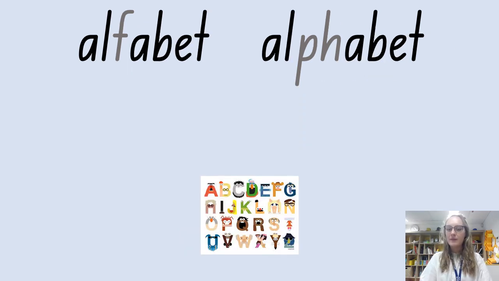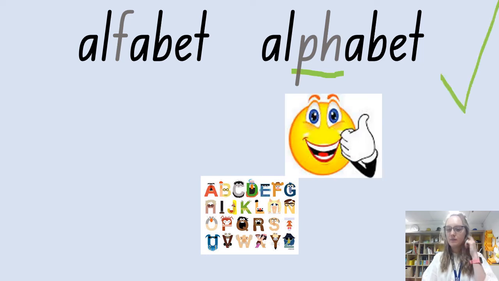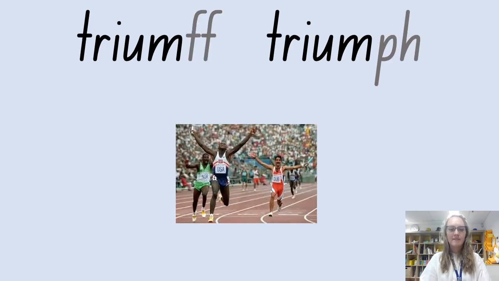Okay, alphabet and alphabet. Remember, to do with sounds. So think about alphabet, it's making sounds. So it has to be our PH. That is a good clue for you. Okay, alphabet, making sounds. Triumph or triumph. Now that does not look right for me at all because double F always happens before a vowel. So I know straight away that can't work. So it has to be this one.